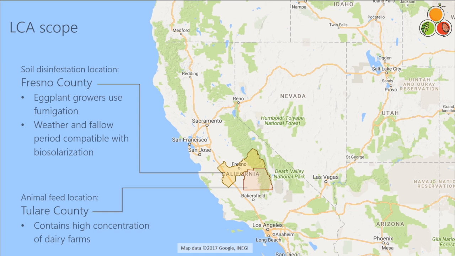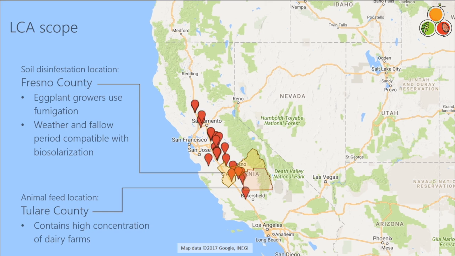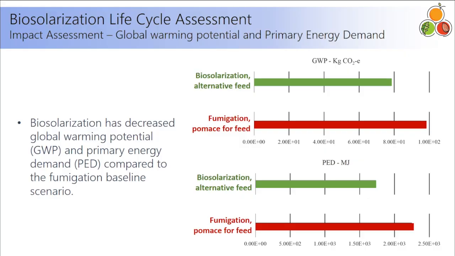So without going too much into all of the LCA nuance, we took inventory of all the different material and energy inputs that are needed to do biosolarization, to do fumigation, to source and deliver feed to these locations, and look to see how much global warming potential was embedded in each one of those inputs, represented as the amount of carbon emissions that you would have. So here are the results of that LCA.